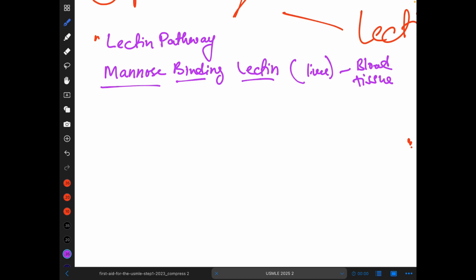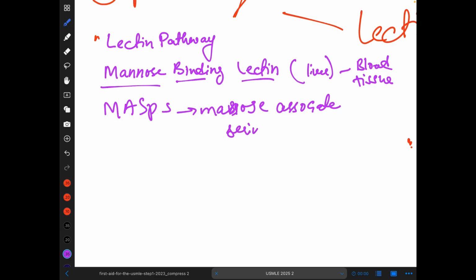Why does it bind mannose? Mannose is a component of many microbes. It binds surfaces with the mannose present in many microbes, and it circulates with MASPs. Is it going to circulate with MASPs? MASP stands for mannose associated serine proteases.